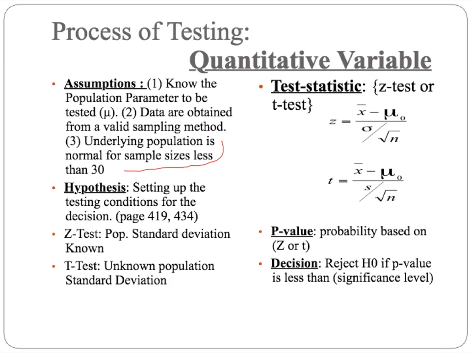You can go into your book and look at setting up the testing conditions for a decision. It's on page 419 for the z-test, and it's 434 for the t-test. So we have a t-test. The population standard deviation is known. That is a major idea. Standard deviation is known for the z-test. For the t-test, it's an unknown population standard deviation, right?